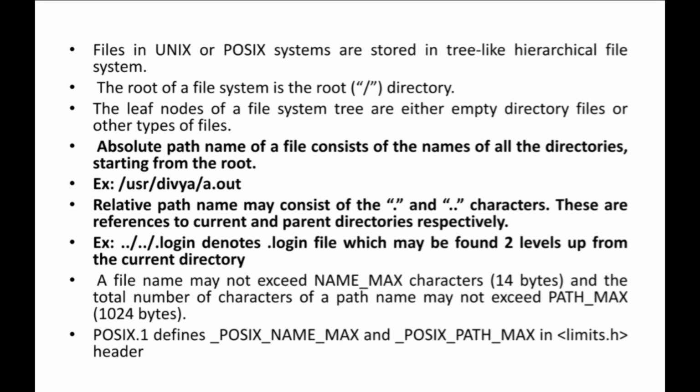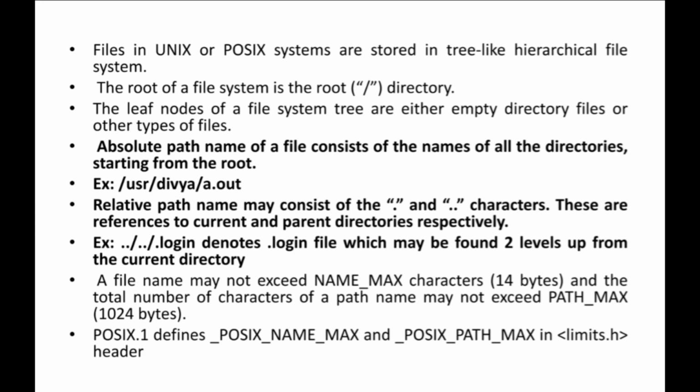So relative path name may consist the dot and double dot characters. What is the difference here? Absolute path name, you know that, but relative path names always consist a dot or a double dot. What does it mean? These are references to the current and parent directories. Dot represents the current directory, double dot represents the parent directory.